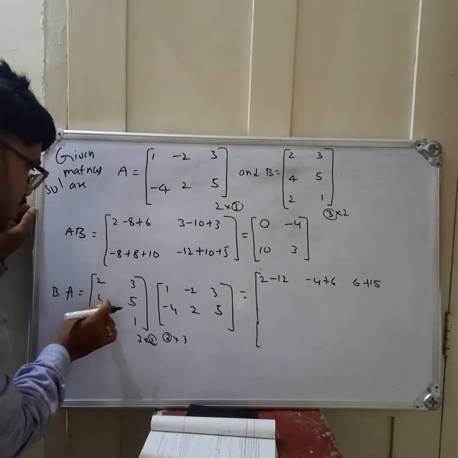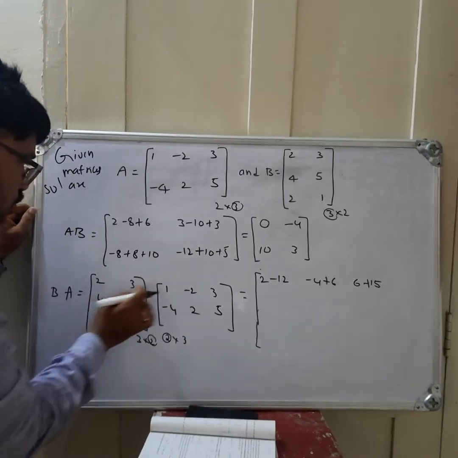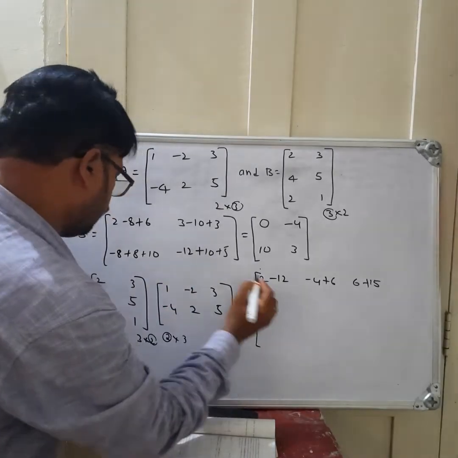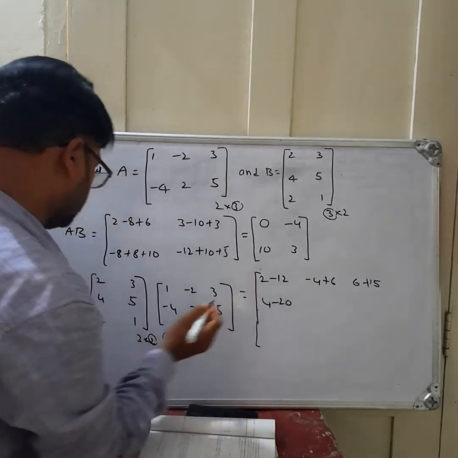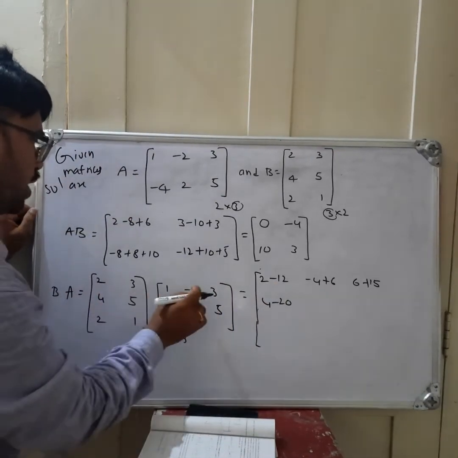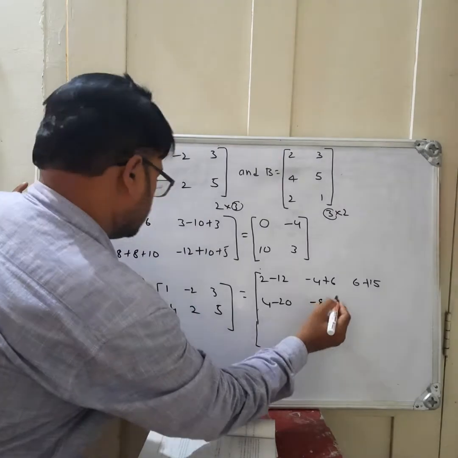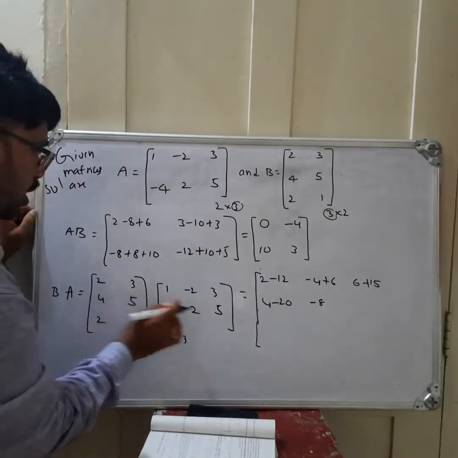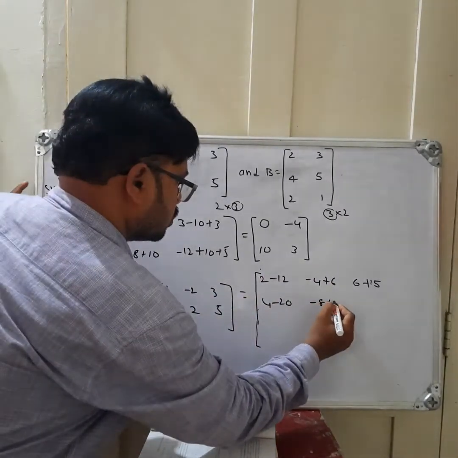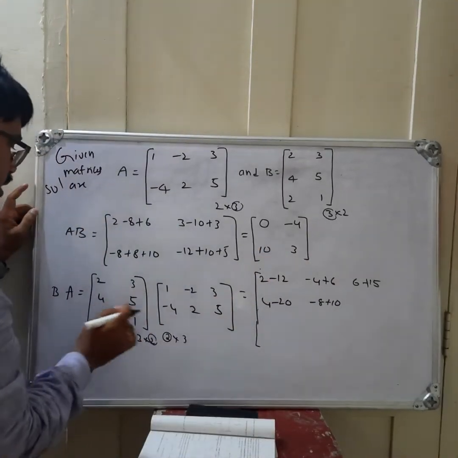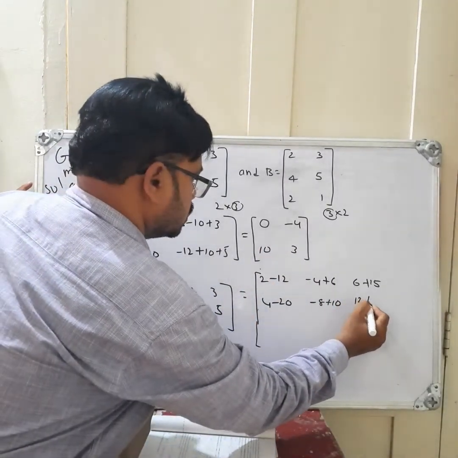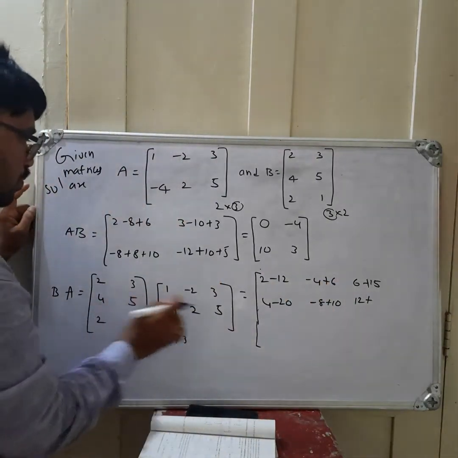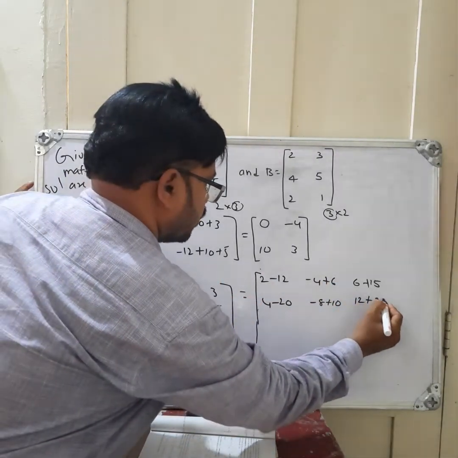Next, 4 into 1, 4, plus 5 into minus 4, minus 20. Next, 4 into minus 2, minus 8, plus 5 into 2, 10, 5 twos are 10. Next, 4 into 3, 12, plus 5 into 5, 5 fives are 25.